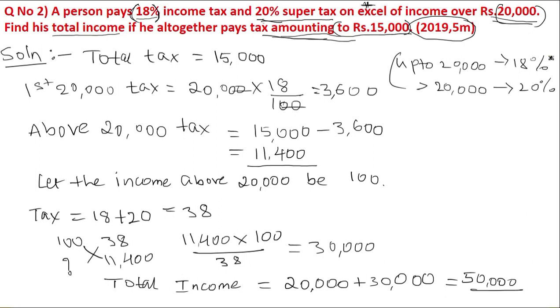Okay, so this point I think the problem is clear. If you are not understanding anything, please WhatsApp me. I'll try to explain it once again. So this point is clear. This is just for your example. Up to 20,000 it is 18%. Above 20,000 it is 18 plus 20%. So this you need not have to write. Okay, please write down this problem, all of you. You can pause this video and write it down.